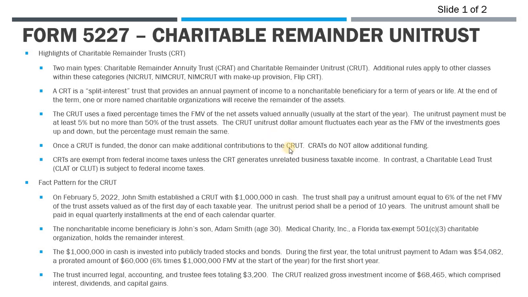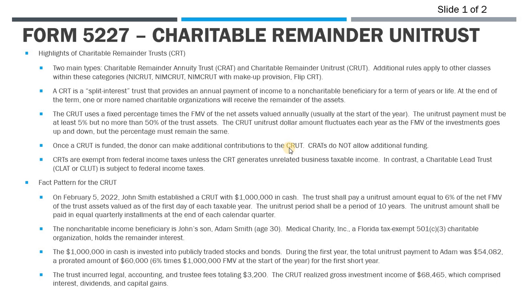Now, the unitrust dollar amount that actually goes to the beneficiary, that's generally going to go up or down from year to year. And that's because the percentage is staying the same, but as you revalue the assets every year, right, because the amount of income earned, the expenses, and the carrying value of those assets are going to go up and down. So the actual dollar amount that the non-charitable beneficiary is going to get is going to change from year to year, right? It might stay relatively the same, but very rarely is it going to be exactly the same.